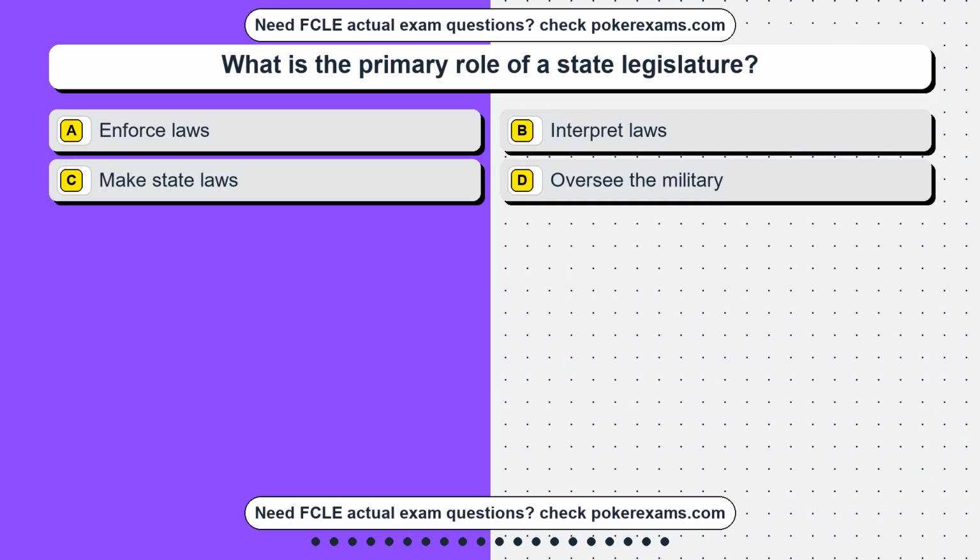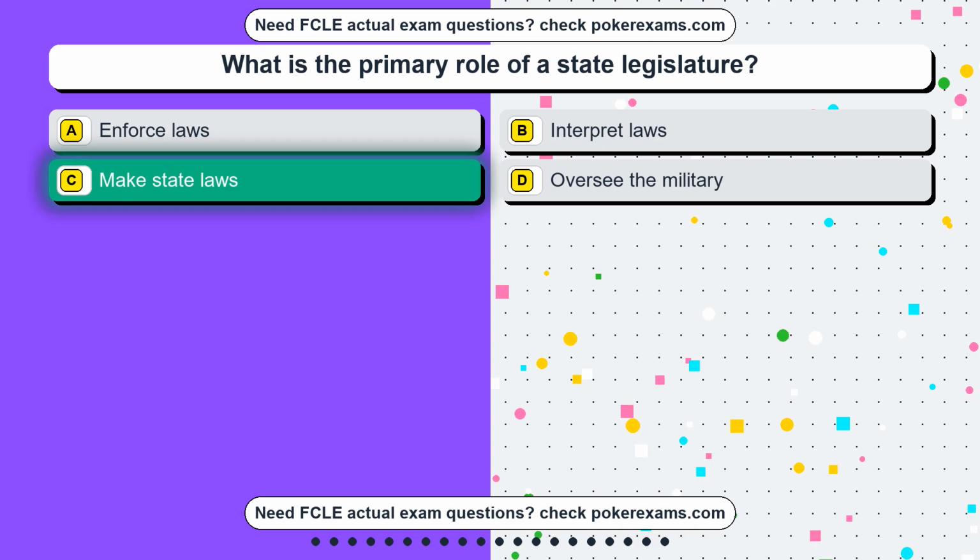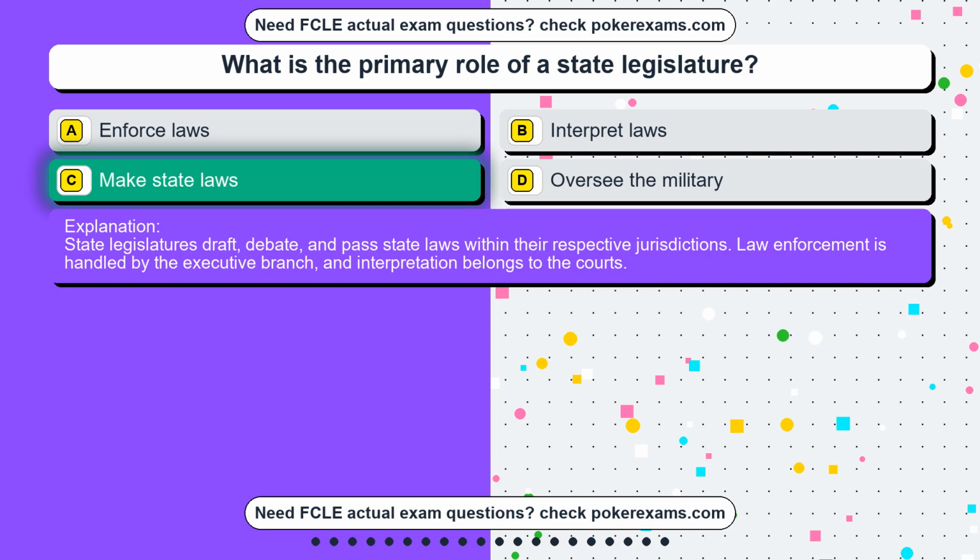Question 13. What is the primary role of a state legislature? Option A. Enforce laws. Option B. Interpret laws. Option C. Make state laws. Option D. Oversee the military. The correct answer is option C. Make state laws. State legislatures draft, debate, and pass state laws within their respective jurisdictions. Law enforcement is handled by the executive branch, and interpretation belongs to the courts.